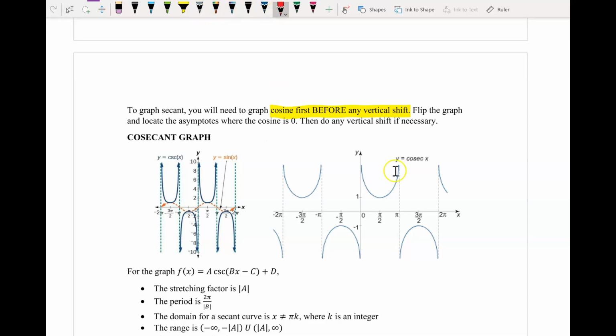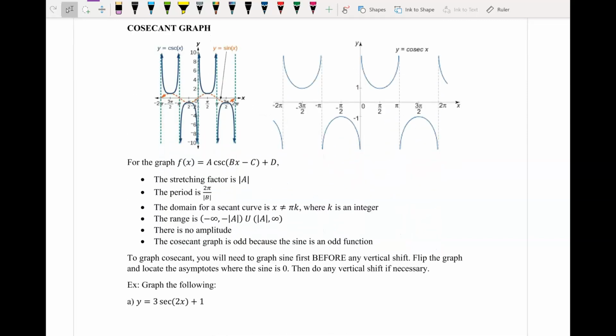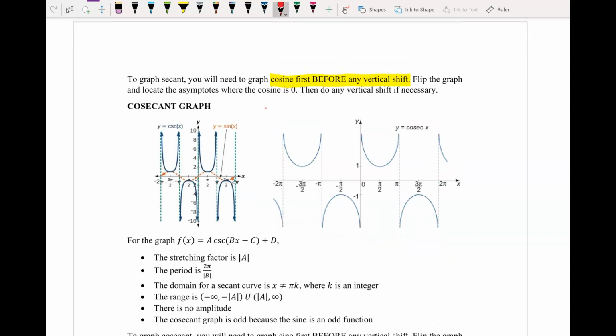Now the cosecant graph, which looks like this, is going to look a little different, because remember that cosecant of x is just equal to 1 over sine of x. So now you're going to have asymptotes wherever sine of x is equal to 0. If you look at the sine graph in red, wherever it crosses the x-axis, that's where you have your asymptotes.